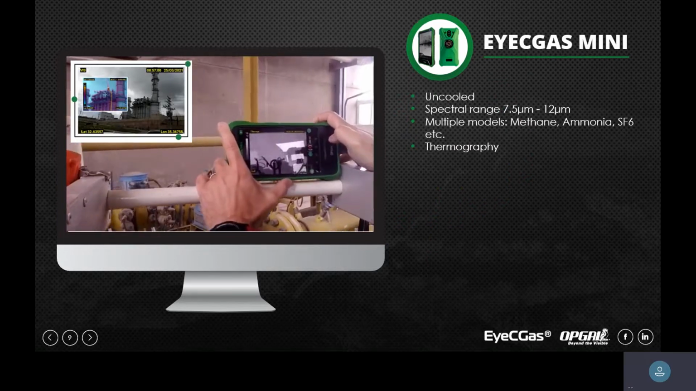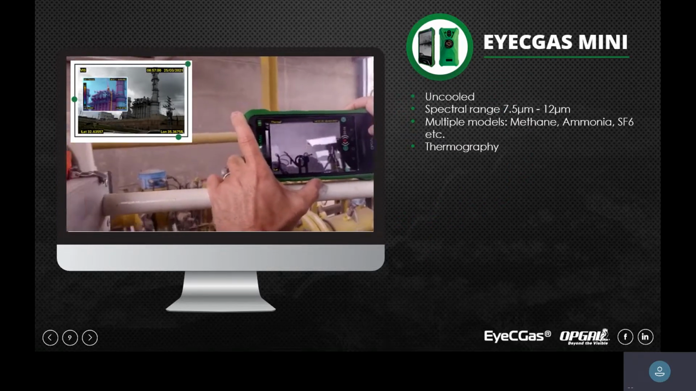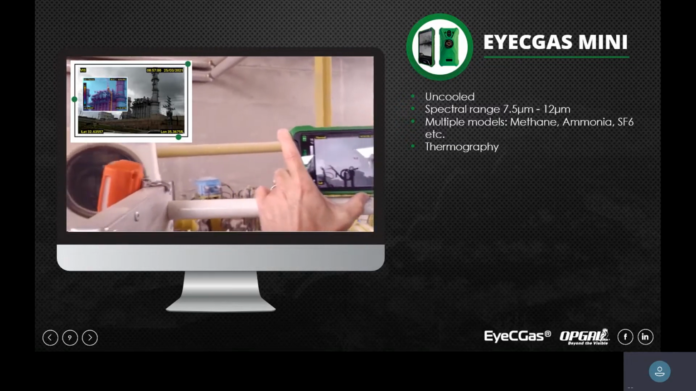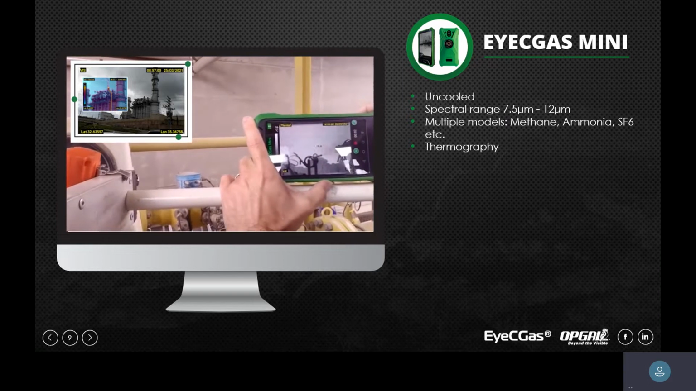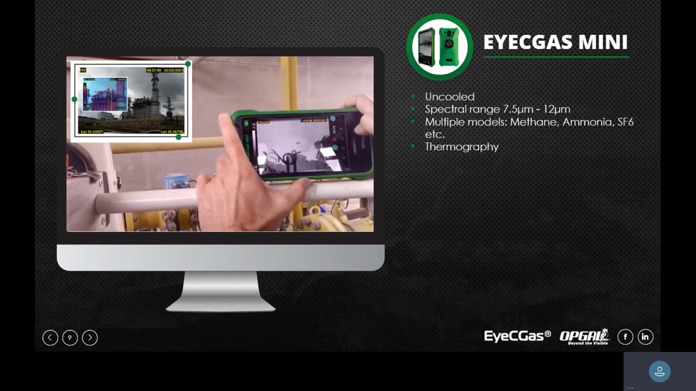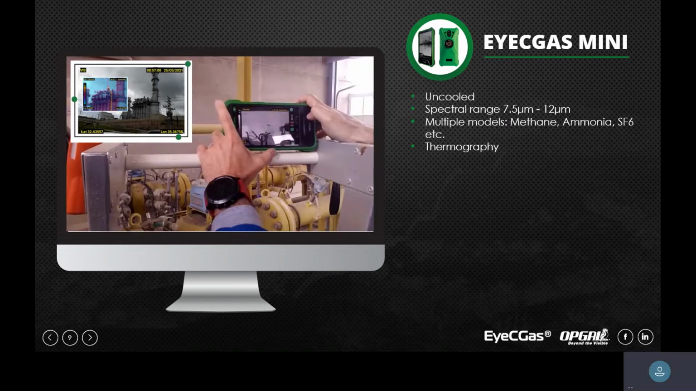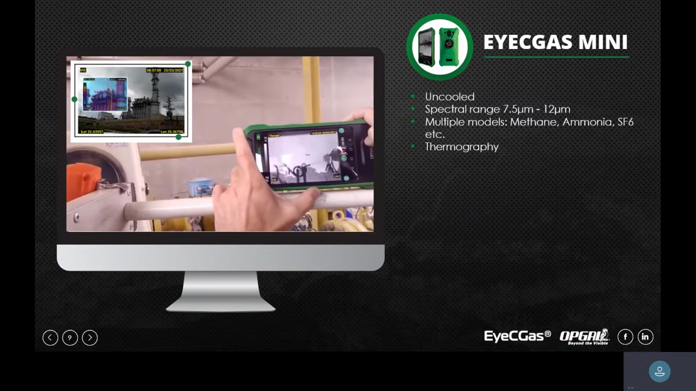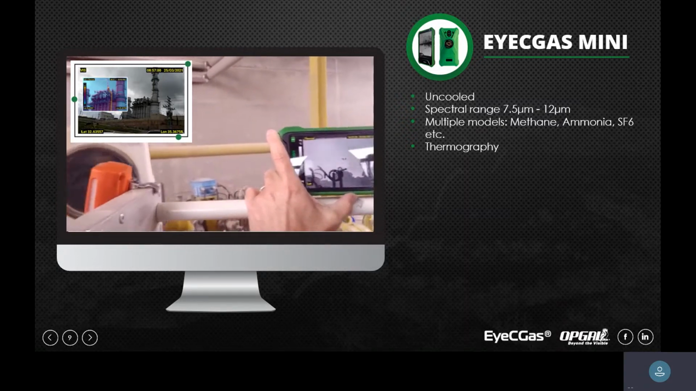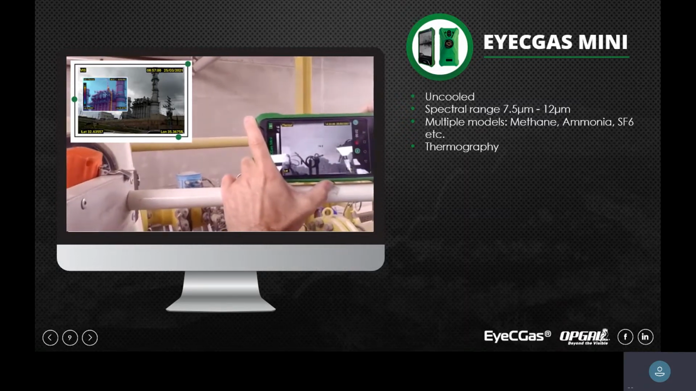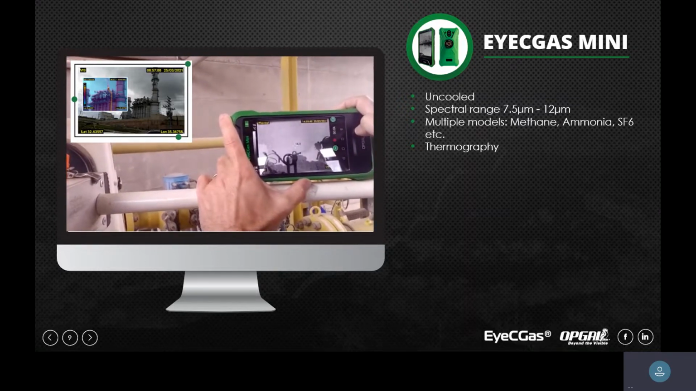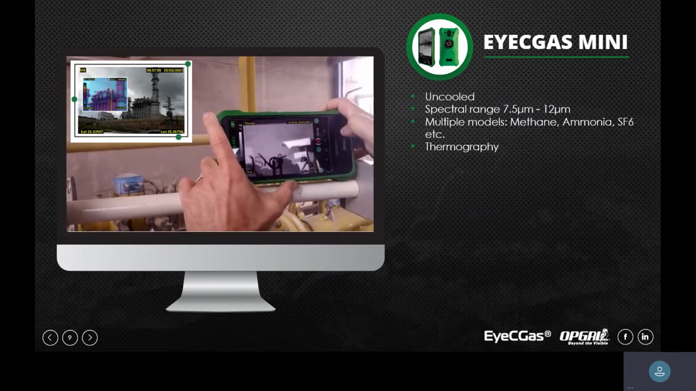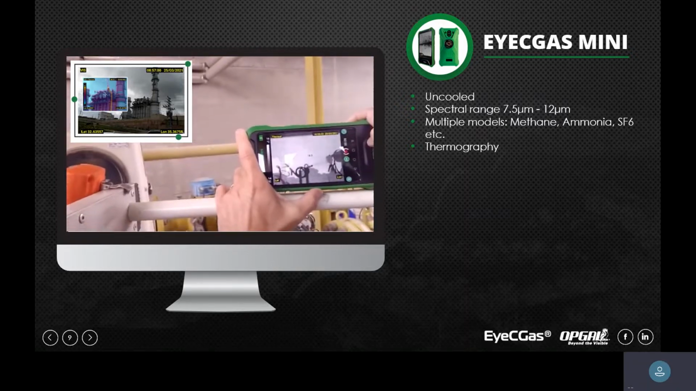Let me move on. This is the EYECGAG Mini. If in the other camera we see about 0.35 gram per hour in specific conditions, in the same conditions we can see 10 to 20 gram per hour with these cameras, a fold of 30 to 50 worse sensitivity than the other camera. But we can still see intermediate to big leaks. You can see here in the camera the leak of the methane, which this one was about 1 kilogram per hour.